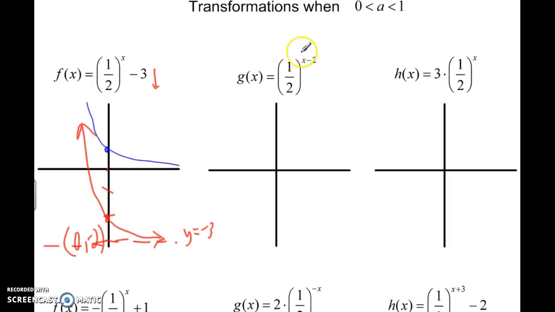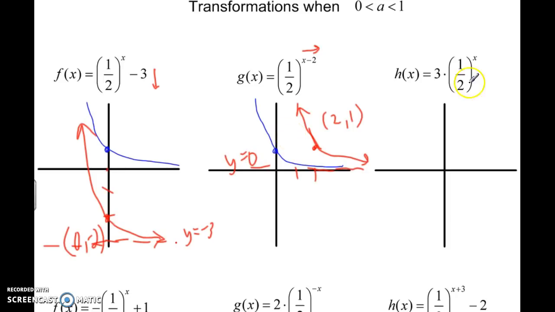So 1/2 to the x minus 2, this one is moving it to the right. So it's taking that parent graph, which in this case is exponential decay, right? That's (0, 1). And moving everything to the right 2 units. So that point would now be at (2, 1). It's going to decay, so it's doing this, going through that point and approaching the asymptote at y equals 0.